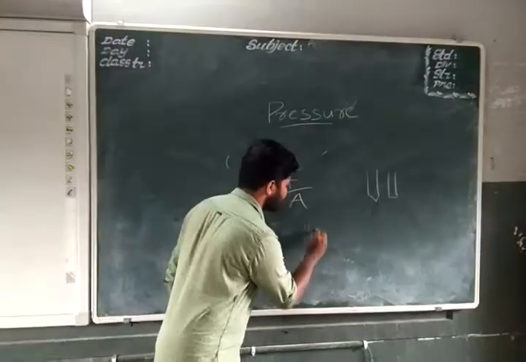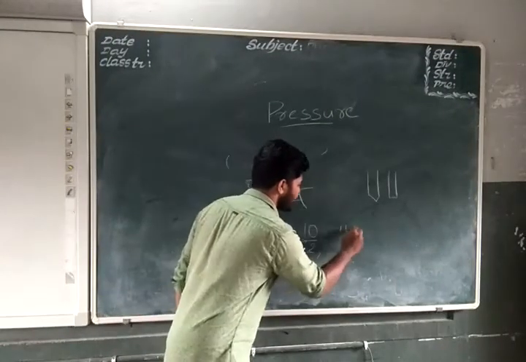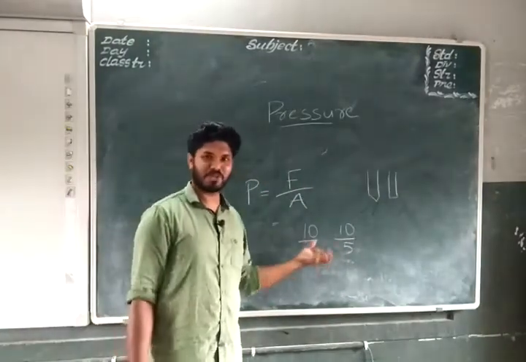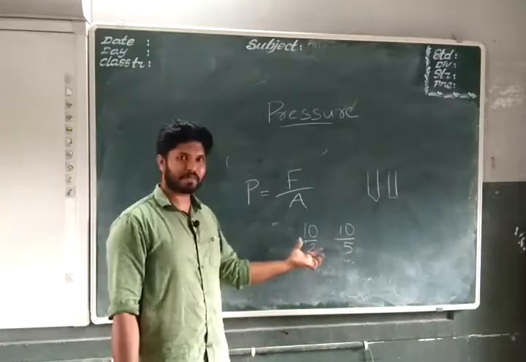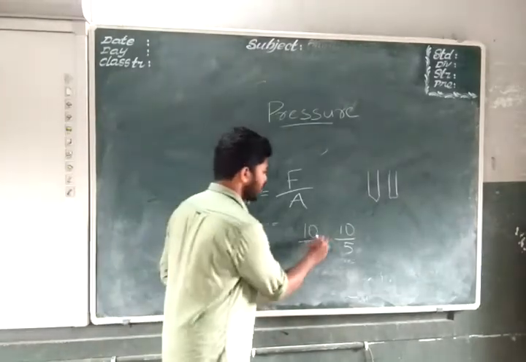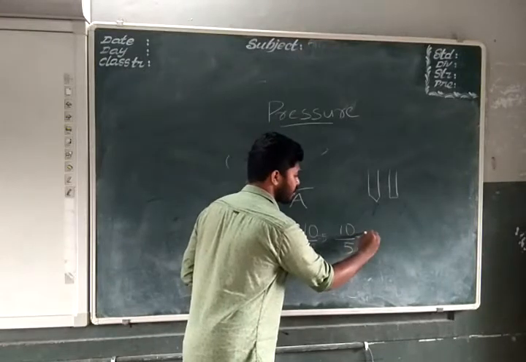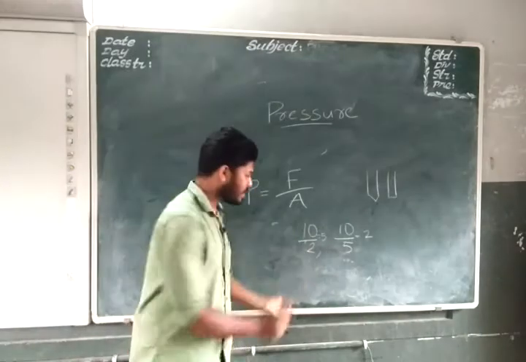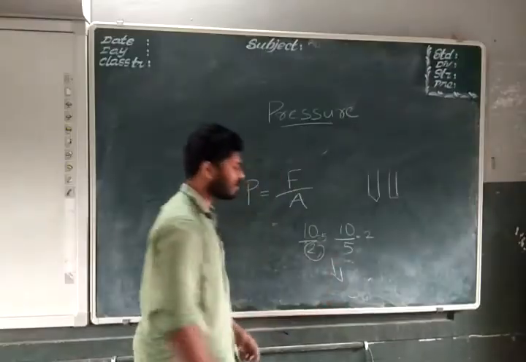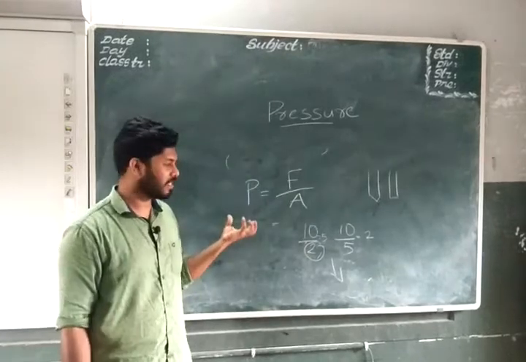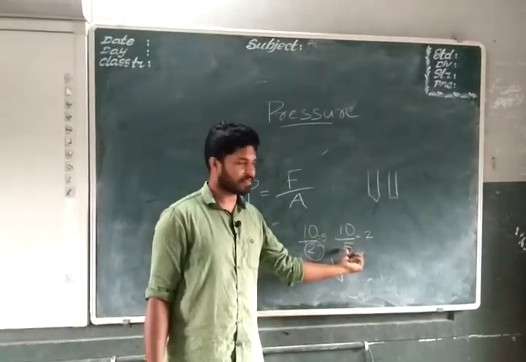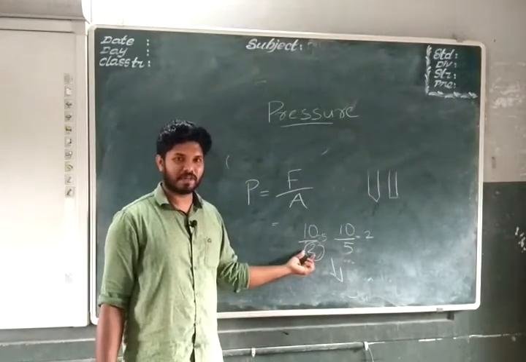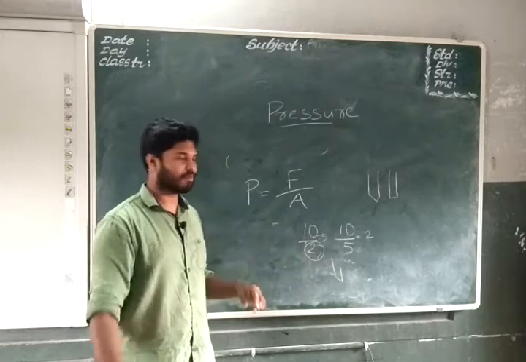It is like a fraction. For example, I will give you two fractions, 10 by 2 and 10 by 5. Which has more value, 10 by 2 or 10 by 5? 10 by 2, isn't it? 10 by 2 is equal to 5, and 10 by 5 is equal to 2. Which is greater? 10 by 2. So if the denominator is decreased, the value will increase. If the denominator is increased, its value decreases.